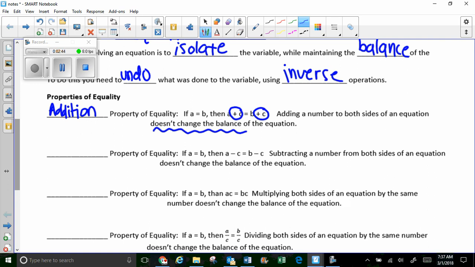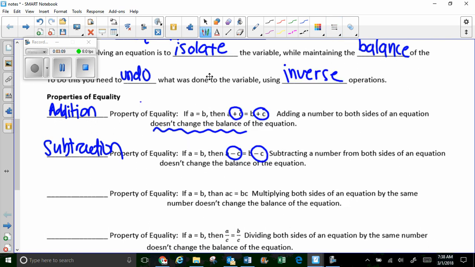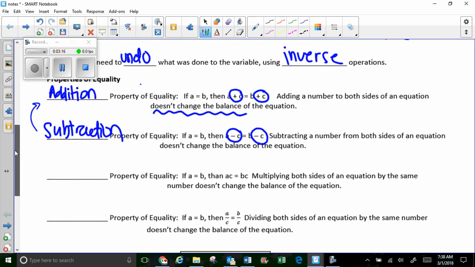Then you have the subtraction property of equality, which says that you can subtract the same thing from both sides of an equation and it doesn't change the balance. So if A equals B, then you can subtract C from both sides and it keeps the balance. A lot of times you won't see subtraction property of equality written. It will actually be written as the addition property of equality, and so this can sometimes be interchangeable with the addition property of equality, so that's good to keep in mind.